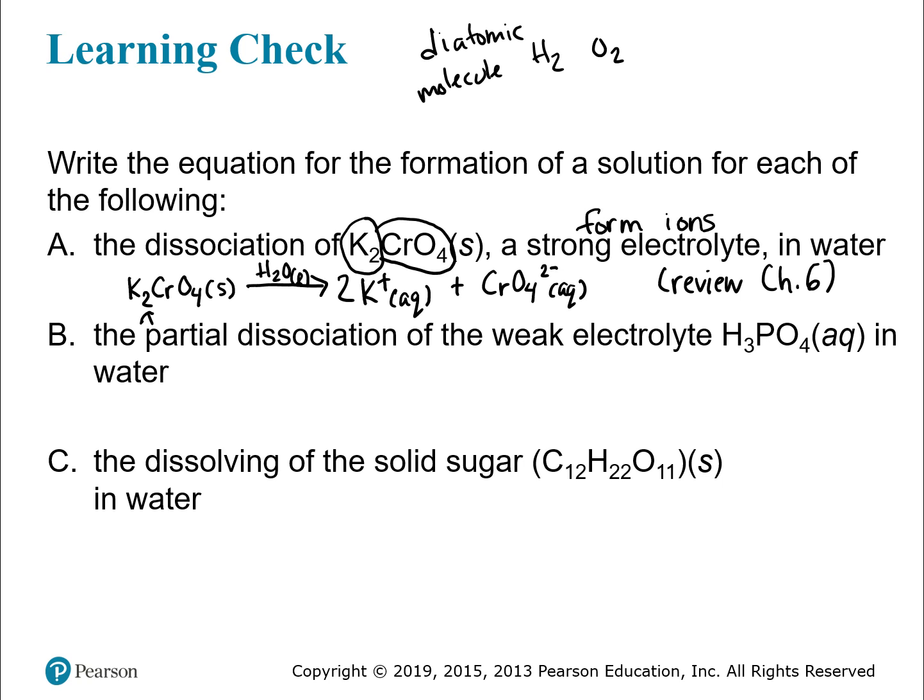Now let's do B. We have the partial dissociation of the weak electrolyte phosphoric acid in water.